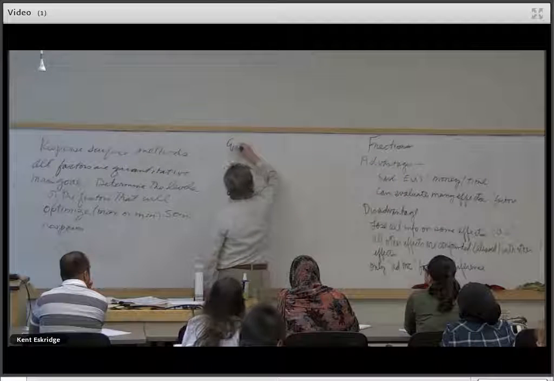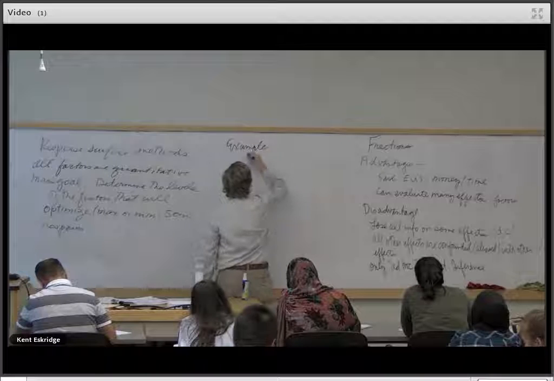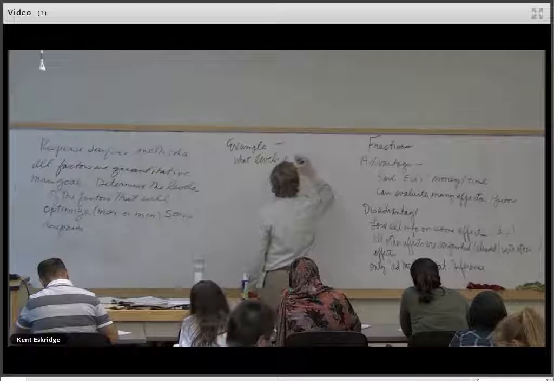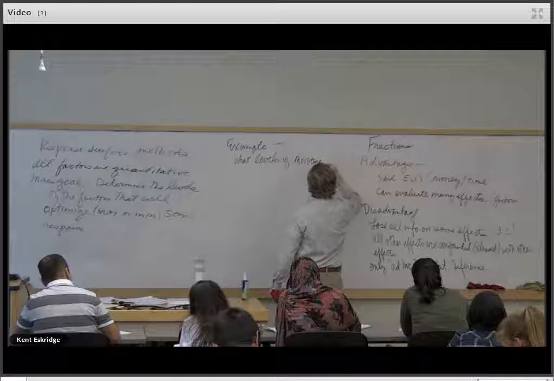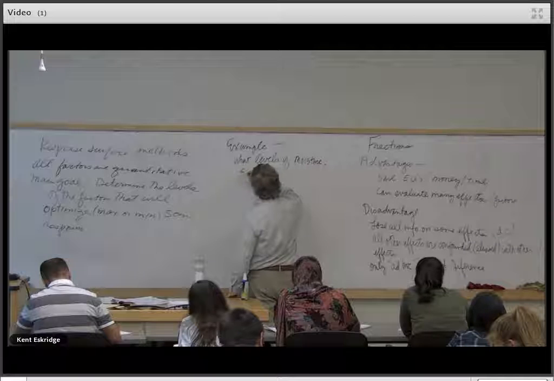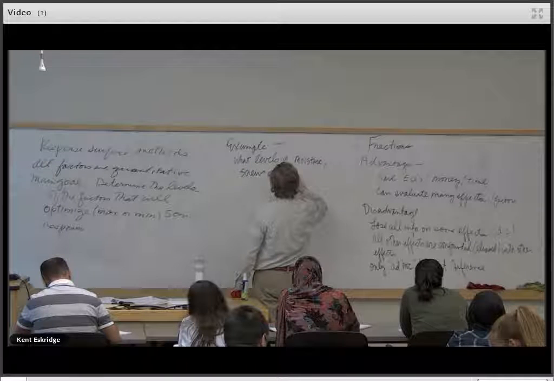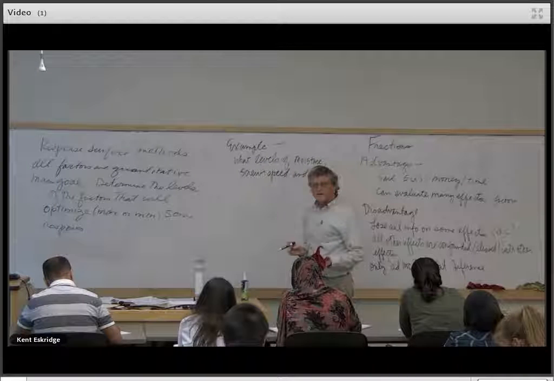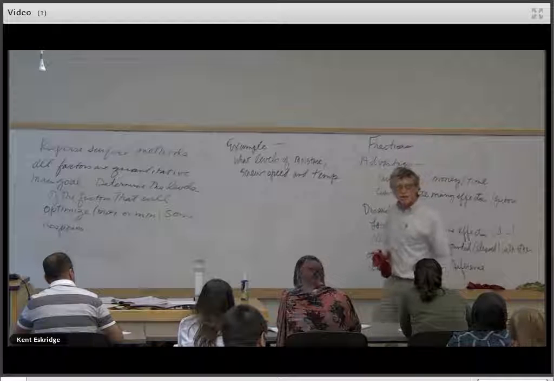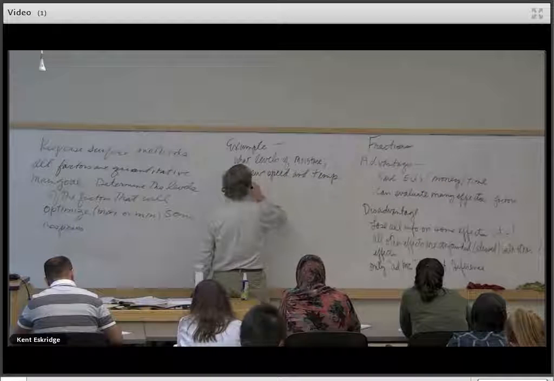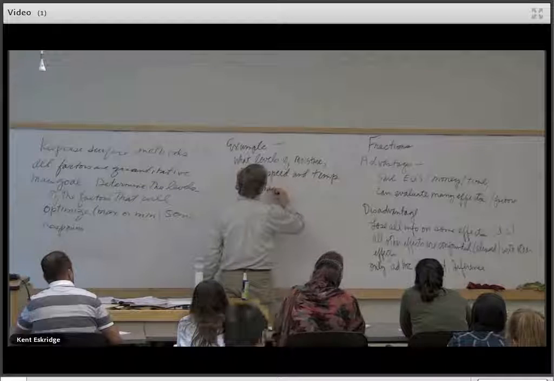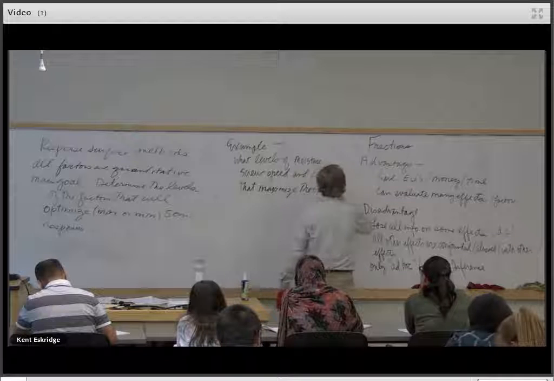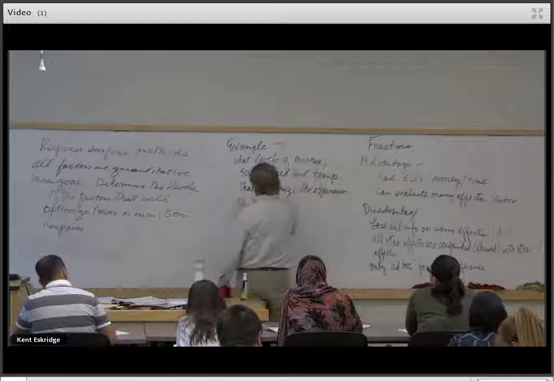Okay, so example, what levels, let's see, moisture content, right? What levels of moisture, screw speed, and temperature maximize the expansion of a product that you're producing, okay? What are the levels that maximize the expansion of an extruded product?